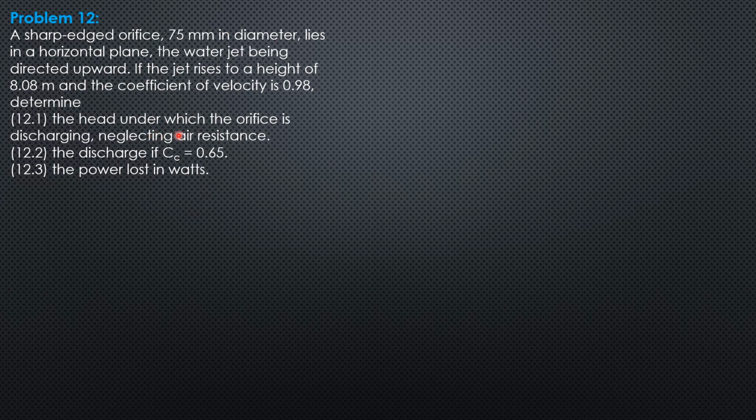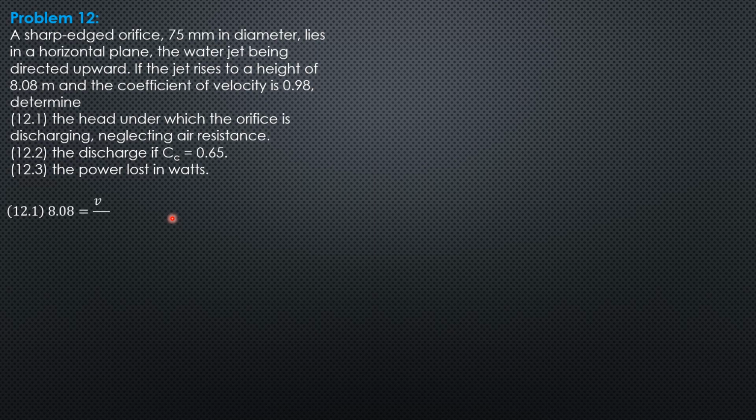So for the head under which the orifice is discharging, remember that the jet rises to this height, and this is equal to the actual velocity head in the jet. So 8.08 equals actual velocity head. From there we can solve for the actual velocity. Then we equate it to C sub V square root of 2G times head. Then we can compute for the head.